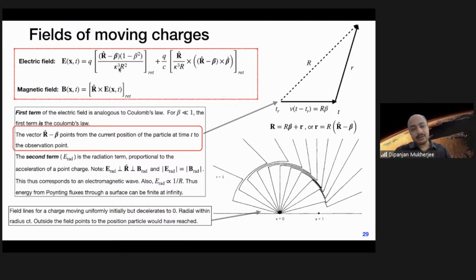Kappa is again 1 minus beta dot r cap, which is related to the retarded time. I'll not go into the details of that. Again, you can look up Jackson or some other textbook. But let us try to understand the physical implications of all this.